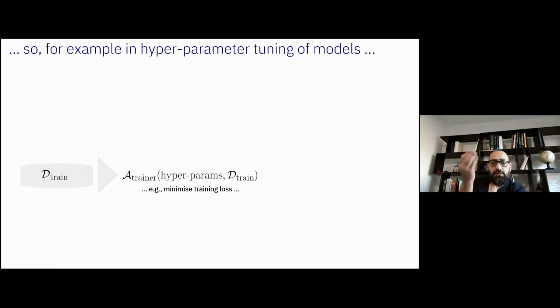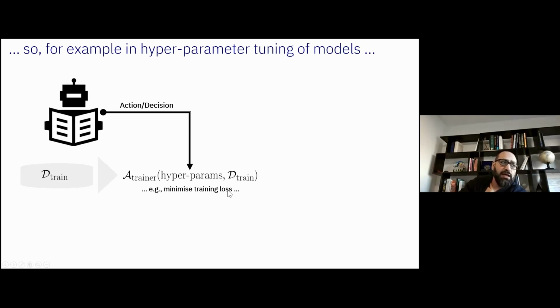These images are labeled, for example, or text, whatever it is. It's just the data set we have. And then what you typically do is you have a training algorithm. That training algorithm takes a set of hyperparameters for the network that you are interested in, for example, the learning rate, the number of layers, the number of units, etc. And then the training data set.